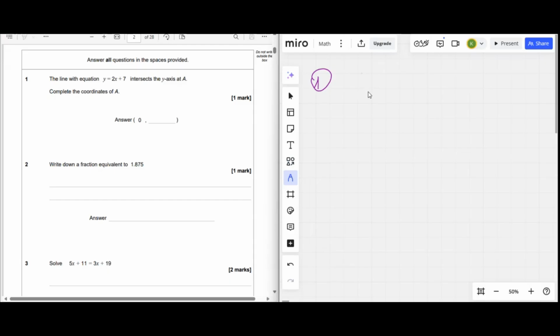In the first task, the line with equation y equals 2x plus 7 intersects the y-axis at point A. What are the coordinates of A? 0, 7. Yes, because of that 7 here. Yes.